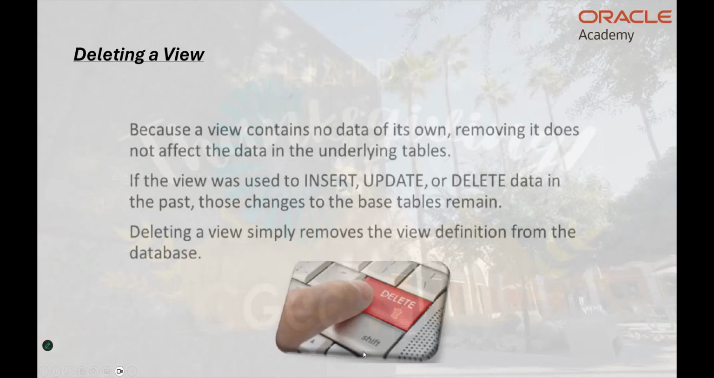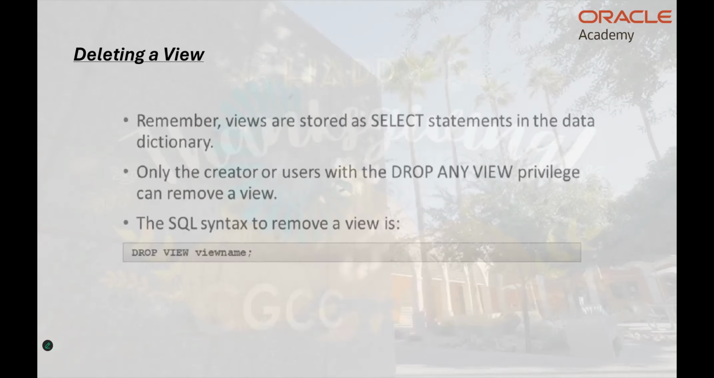All right, the setup. Because a view contains no data of its own, that can be confusing, but it technically doesn't. It's just there and you have access to the data. Removing it does not affect the data in the underlying table. Remember that. If the view was used for insert, update, delete, those changes in the base table remain. So basically, once the view is gone, the table is still there. Remember that. So deleting a view simply removes the view as an object. Woohoo. And yes, it's very simple. DROP VIEW view_name. Done. Out, gone. No longer part.